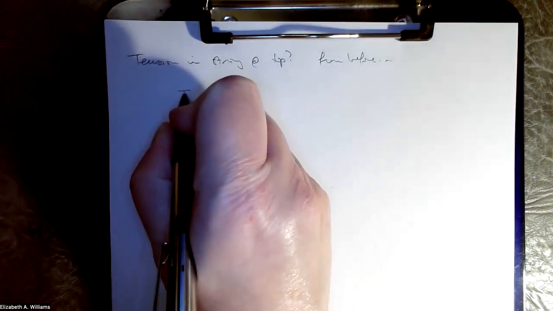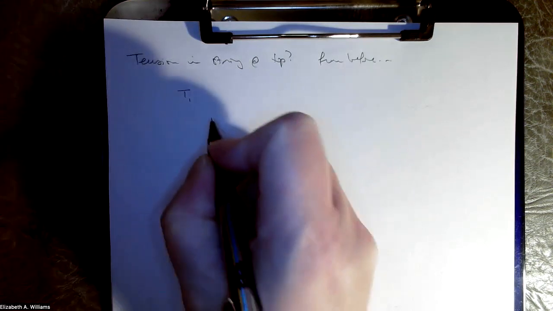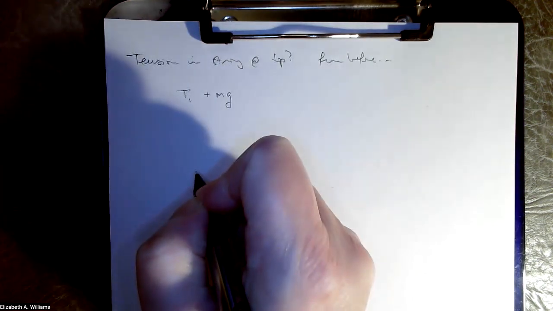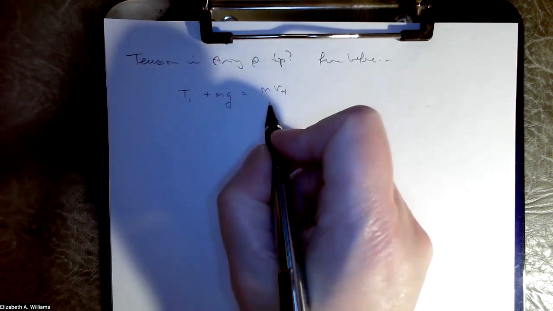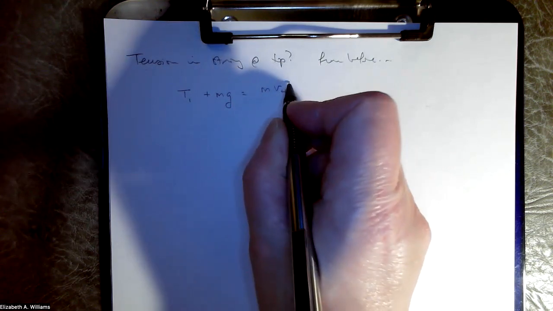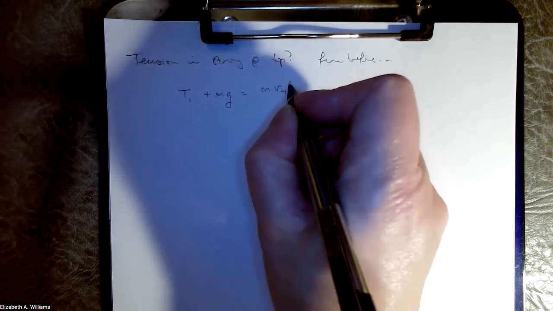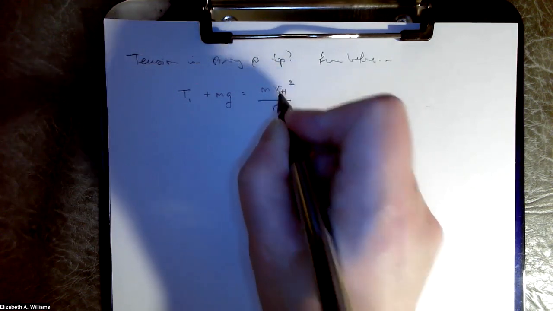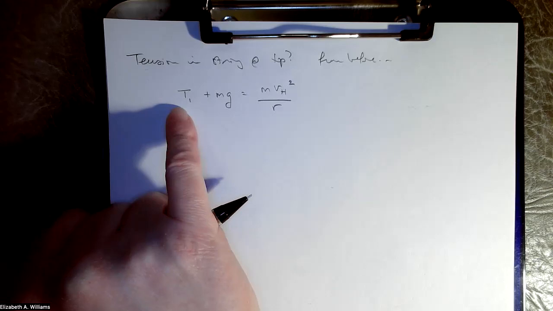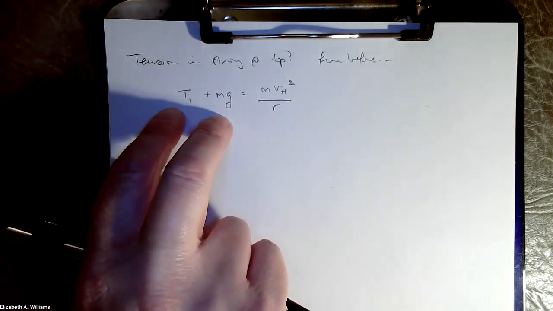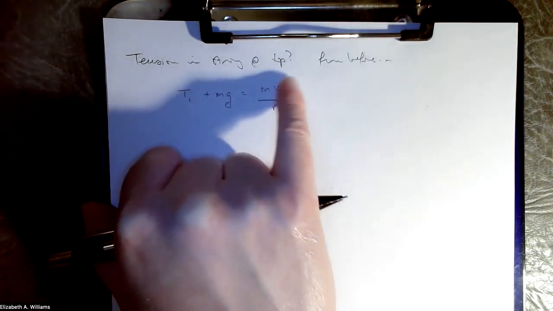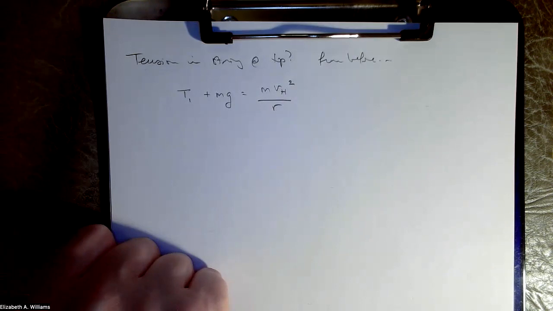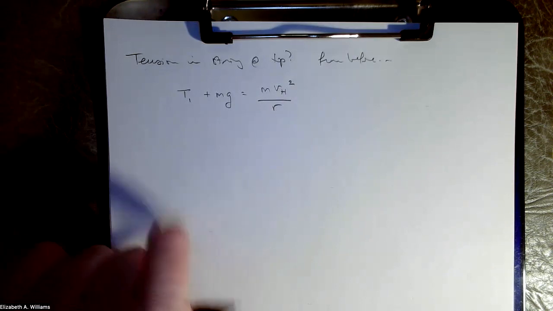Okay, we have got tension at the top plus the weight equals m v squared over r, where v is the velocity at the highest point. Forces this way plus forces that way, two forces in the same direction at the top, equals net force, mass times acceleration. That's your net force. And we want this tension.